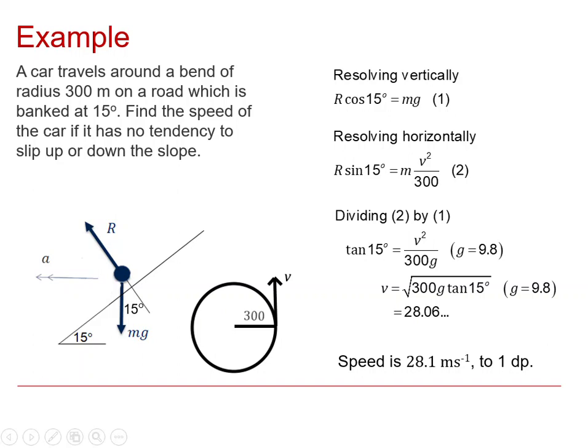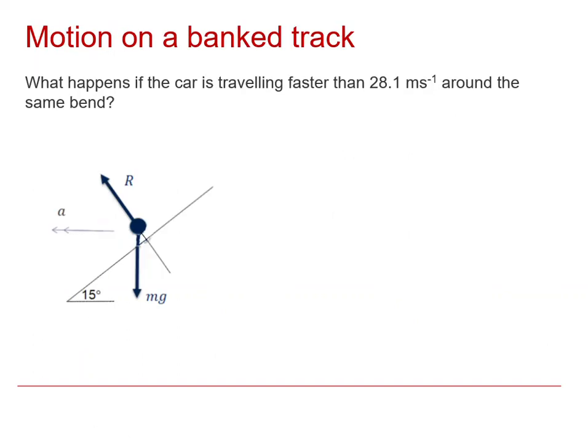Now that will be seen in the next diagram, where we're asking the question what happens if it travels faster. Well, we've just argued that there must be a force downwards. Now there it is, and that will be contributed by friction.